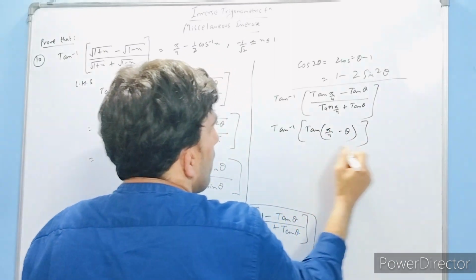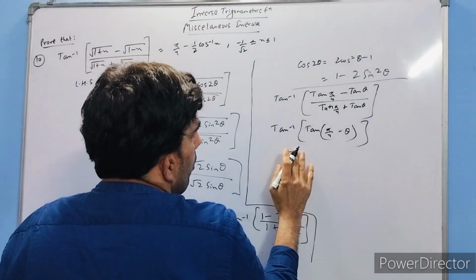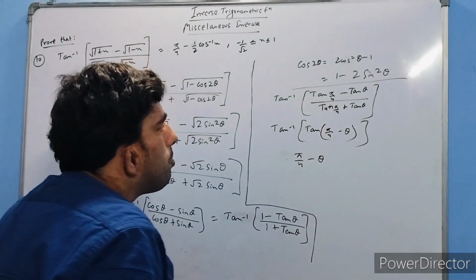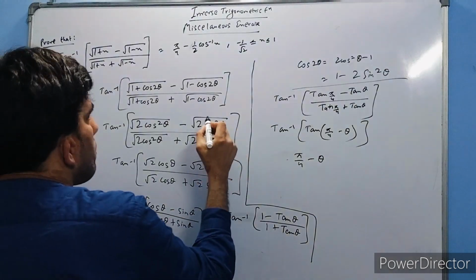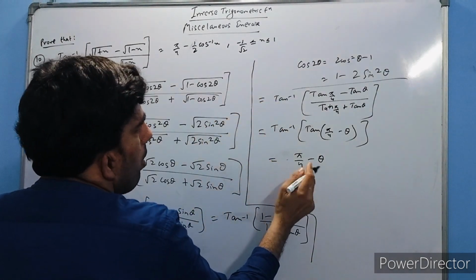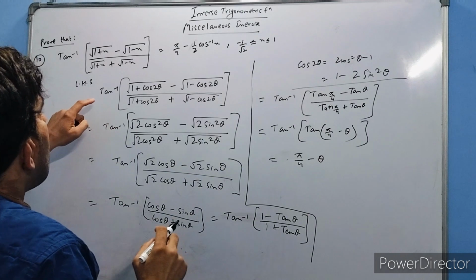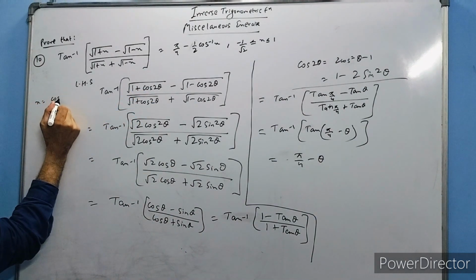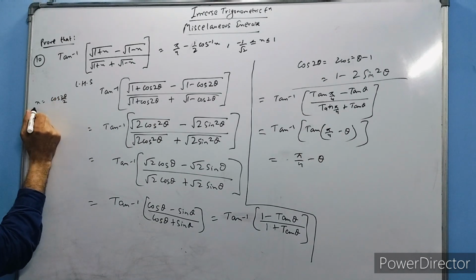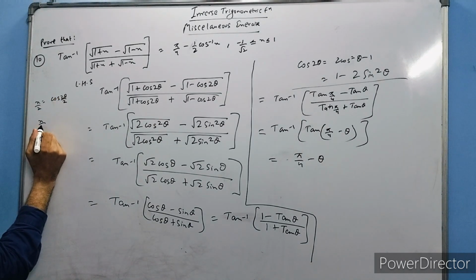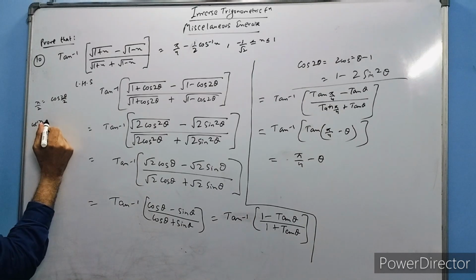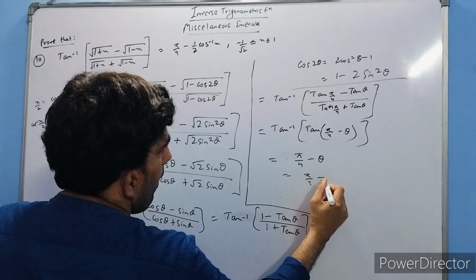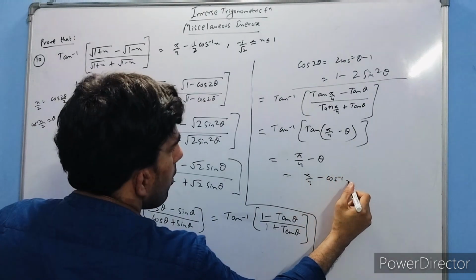So now I am only left with this, pi by 4 minus theta. Okay, so now what is theta here? I have put x is equal to cos 2 theta. If I divide by 2, I got this. So cos inverse x by 2 is equal to theta. So we'll put here, that is pi by 4 minus cos inverse x upon 2.